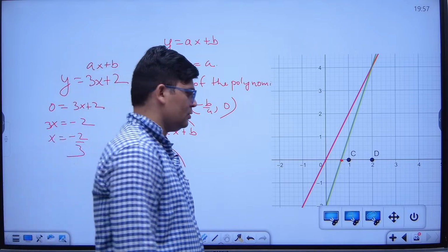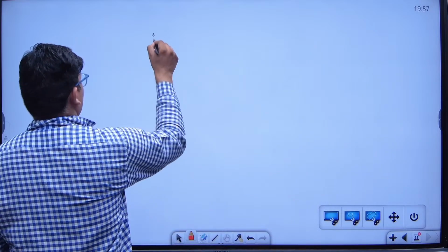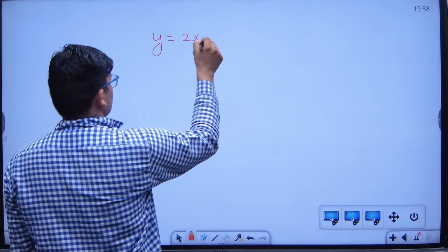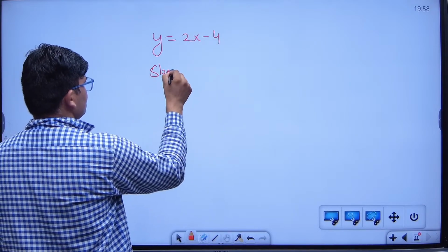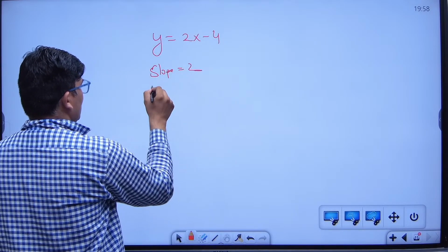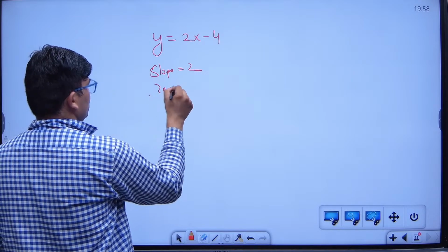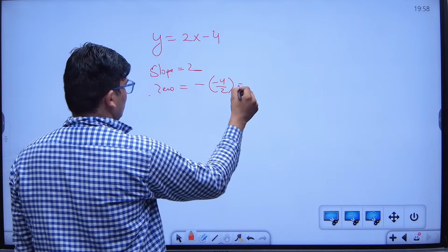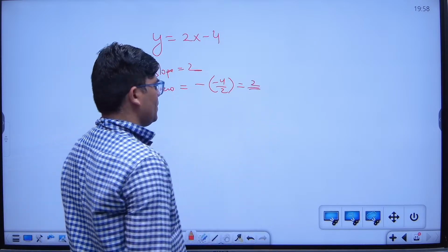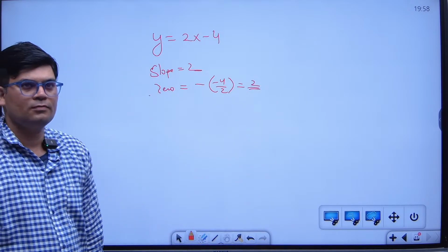Okay, got it. If I tell you y is equal to 2x minus 4, what is the slope? The slope is 2. What is the zero? So the zero is minus of minus 4 upon 2, which is equal to 2. Understood? Yeah, 4 by 2, which is 2.